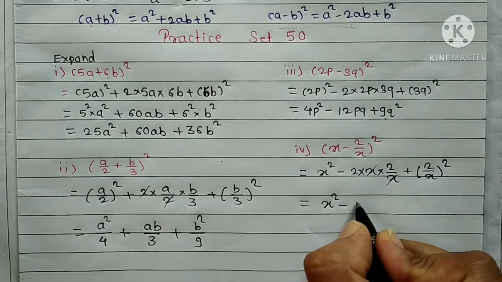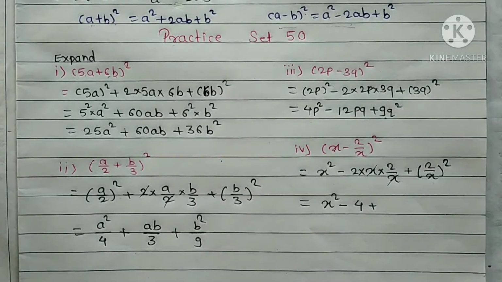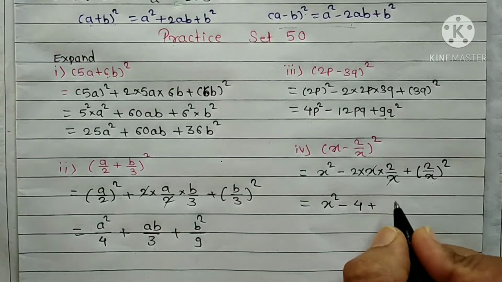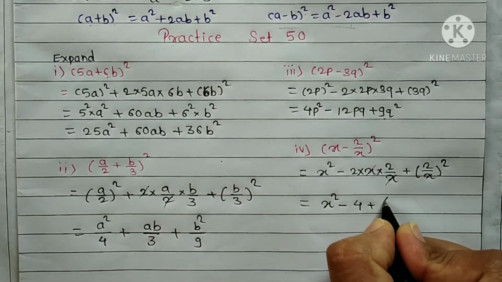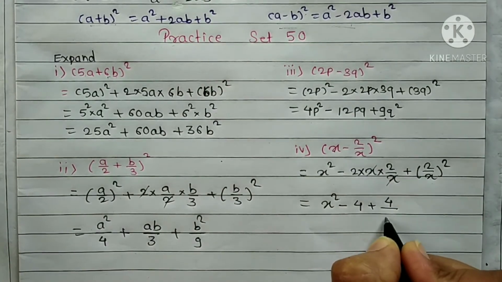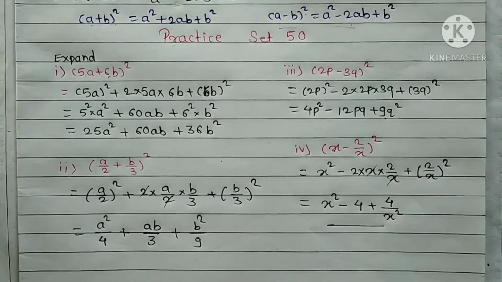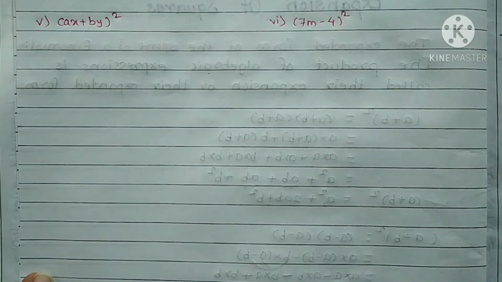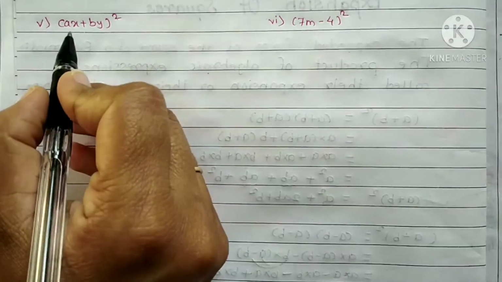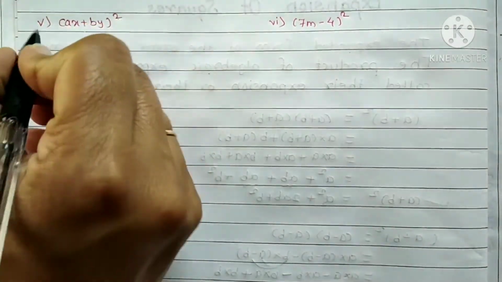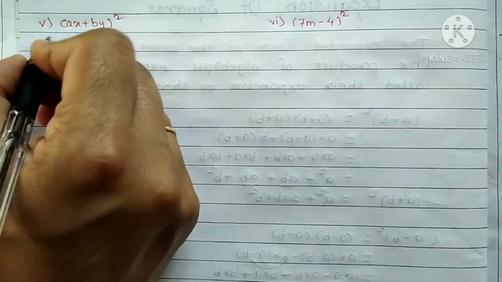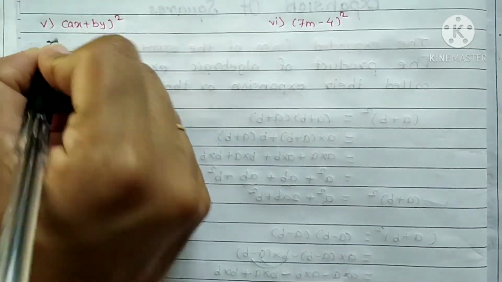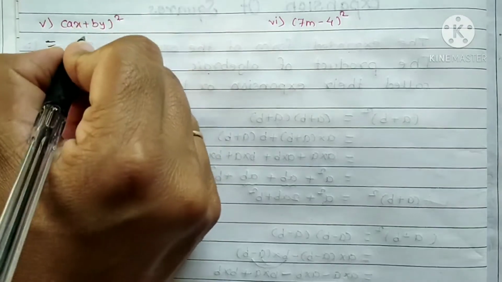Here 2 into 2 is 4, plus (2/x) bracket square, that is 2 square upon x square. 2 square is 4 and x square. This is the answer. Now see the next example. Next is (x plus by) bracket square. Here we use the (a plus b) bracket square formula. Okay, so here a is x and b is by.